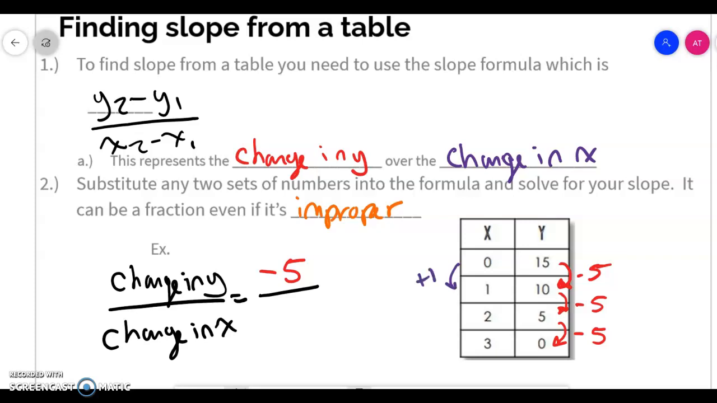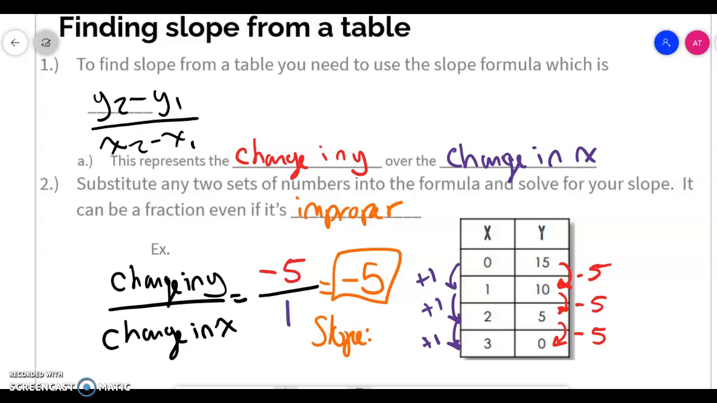So from 0 to 1 is plus 1. 1 to 2 is plus 1, and 2 to 3 is plus 1. So it's totally fine if one of them is negative and one of them is positive, or they're both positive, or they're both negative. You can still find the slope. So negative divided by a positive is a negative. 5 divided by 1 is 5. So my slope is negative 5 for this table.